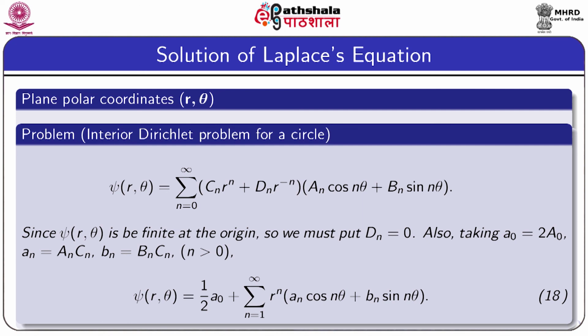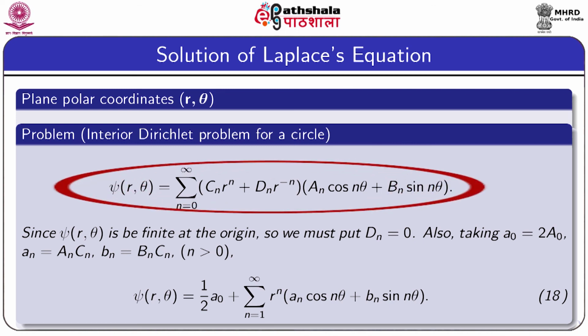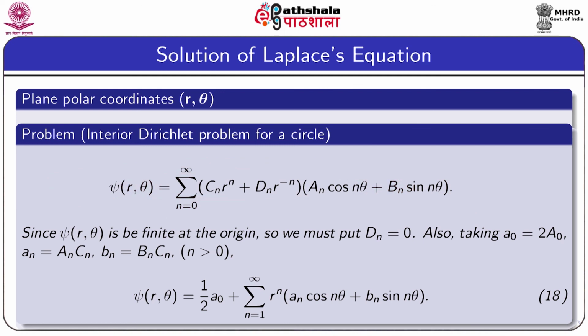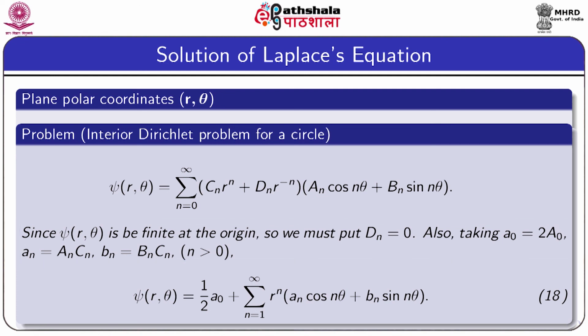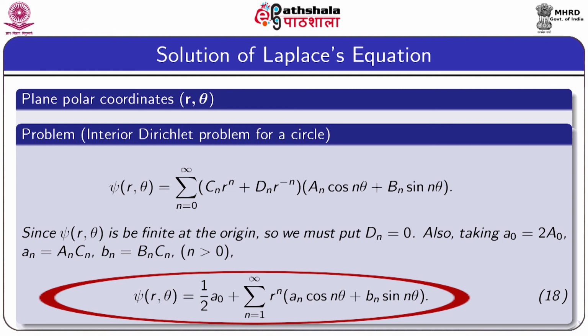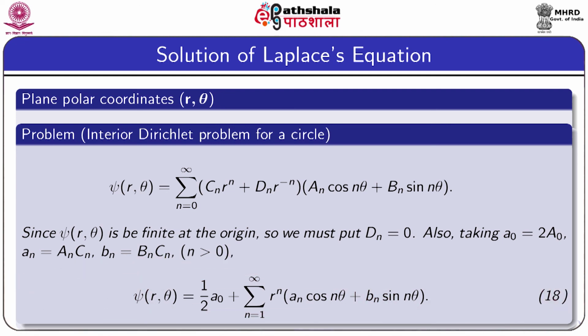Now, using the principle of superposition, the solution psi can be written as the sum over n of (Cn r to the power n plus Dn r to the power minus n) into (An cos n theta plus Bn sin n theta). Again you can see that psi(r, theta) is finite at r equals 0. So, it is possible only when Dn equals 0. So, substituting Dn equals 0 and defining the constants in the way which is written here, we can write the solution in the form psi equals half a0 plus the sum over n of r to the power n (An cos n theta plus Bn sin n theta).